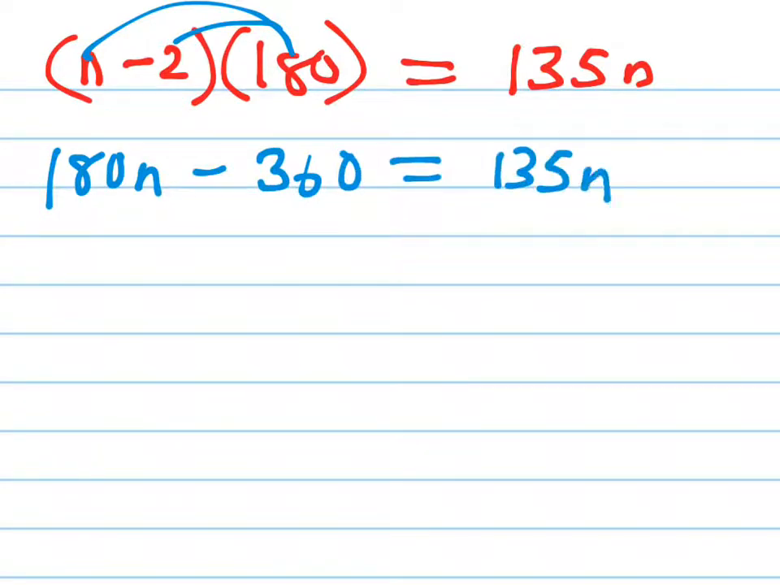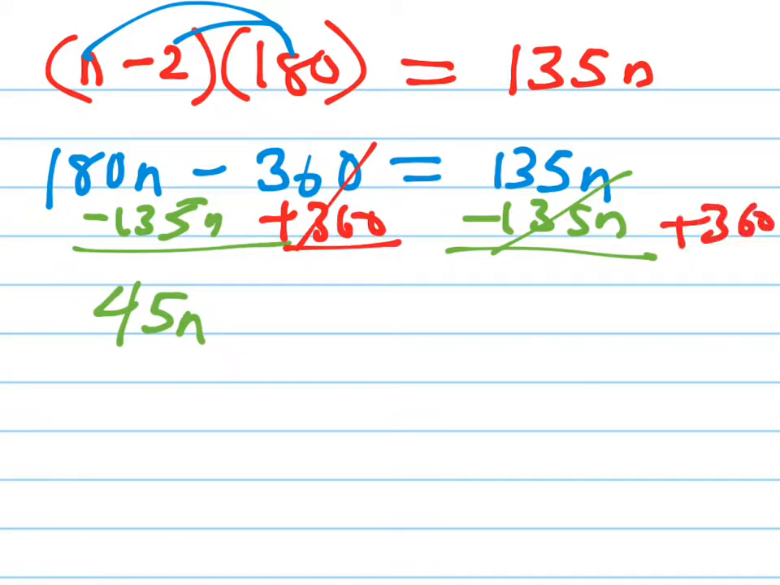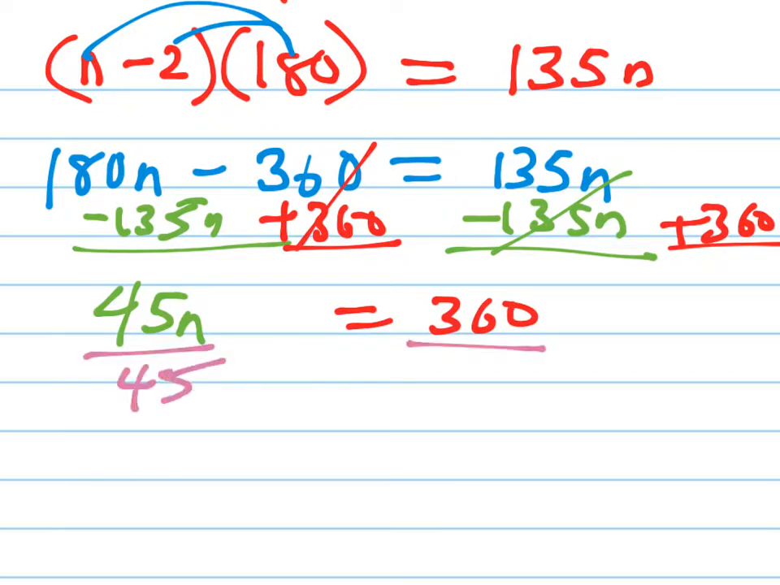If I get my variables on one side, so if I subtract 135n from both sides, that'll cancel here. 180 minus 135. Should probably be able to do that in my head, but it's too late in the day. That's 45n. If I go ahead and add 360 to both sides, there's nothing over here to add to, so 0 plus 360 is 360. So divide both sides by the coefficient. 360 by 45 should be my answer, 8.